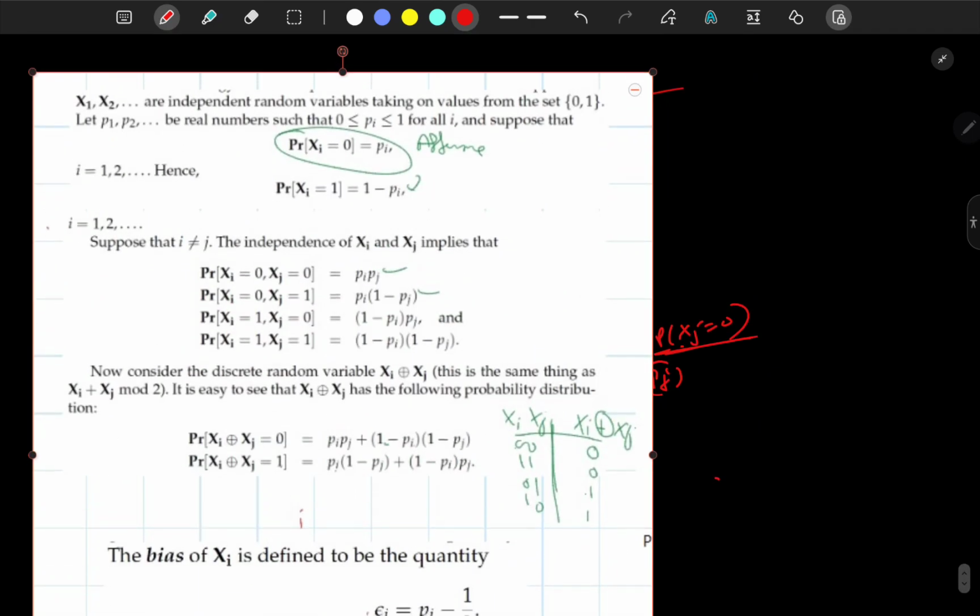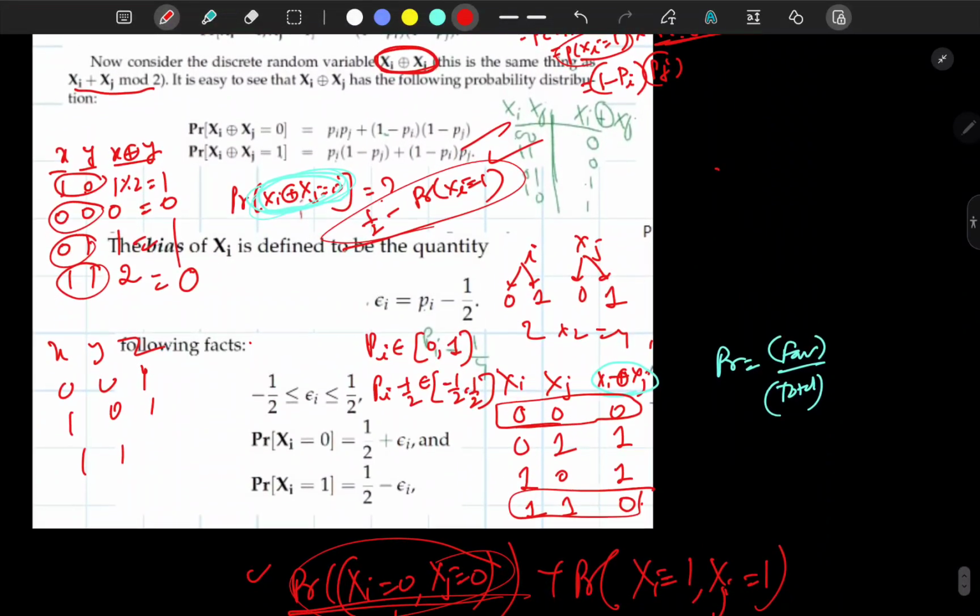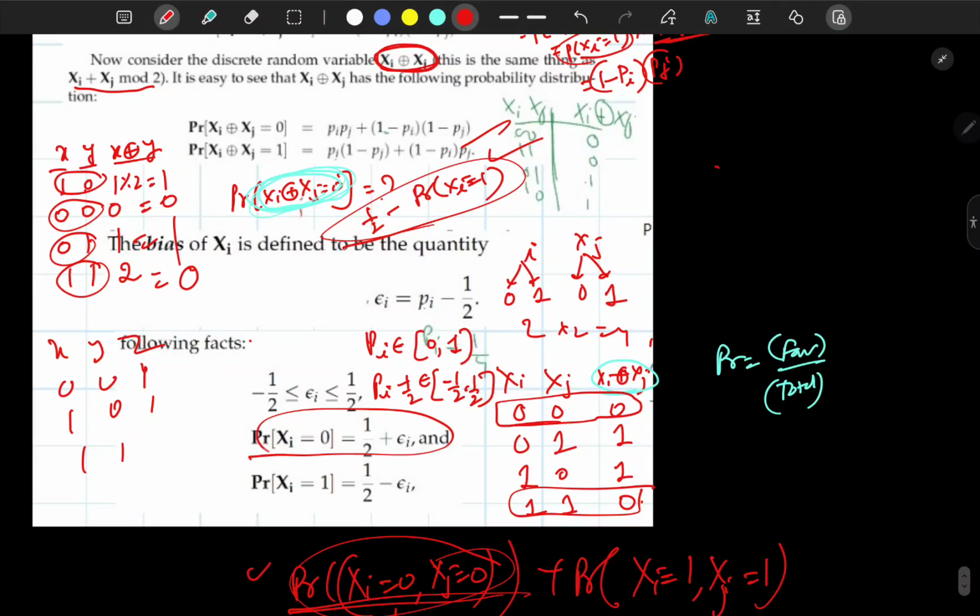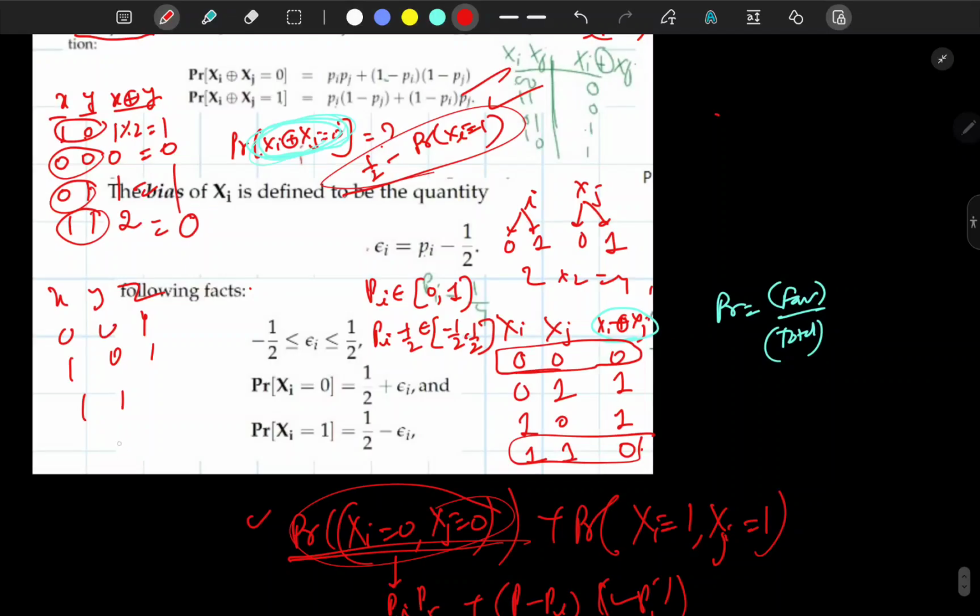Similarly, they have rewritten the function again. Probability that xi equals 0 equals 1/2 plus epsilon i. Because pi is nothing but the probability that xi equals 0, the probability of xi equals 0 can be written as 1/2 plus epsilon i. So this is what they have written.